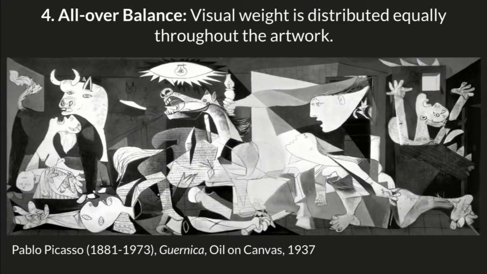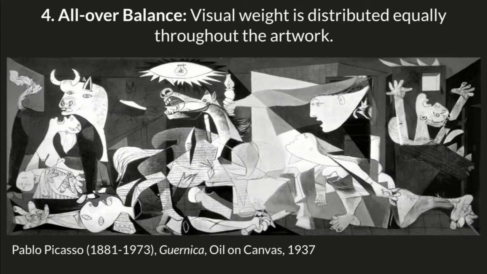And then the last type of balance that we talk about is called all over balance. And that's just where the visual weight is distributed equally throughout the artwork. So, for example, in this Pablo Picasso painting, one of his most famous paintings called Guernica, it's a very, very large painting, 25 feet long, 11 feet high, and it was painted to be a mural in response to the bombing of the town of Guernica during the Spanish Civil War.